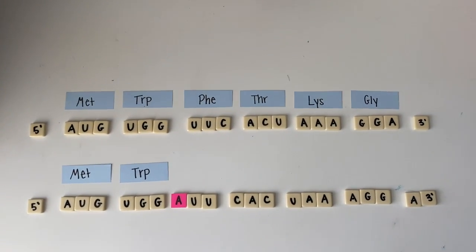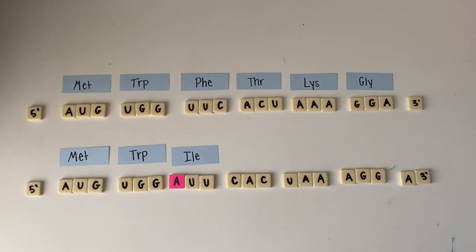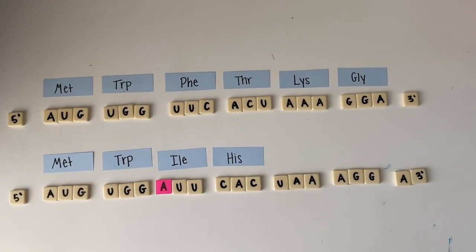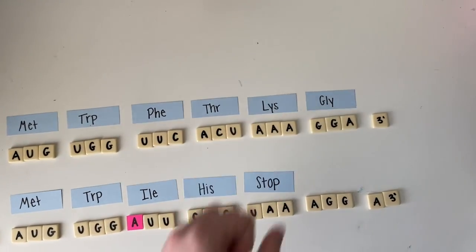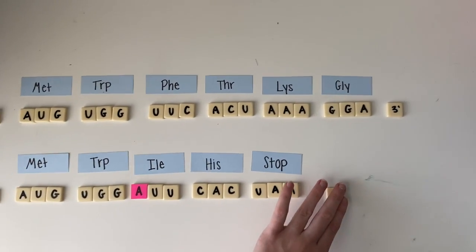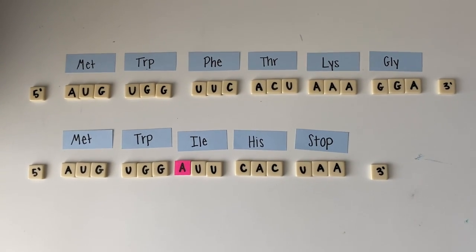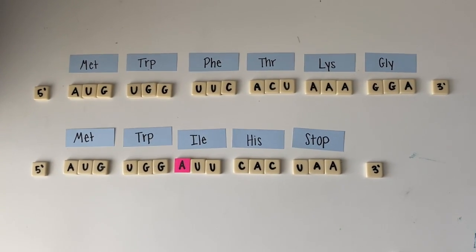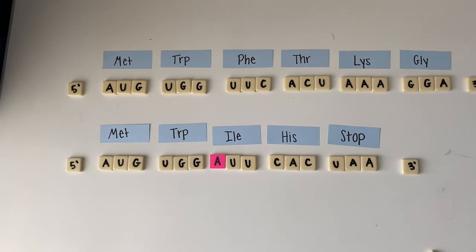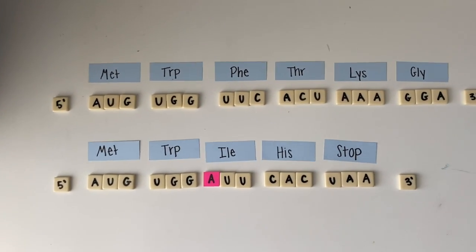And now we have that AUU codes for Ile, CAC codes for His, and UAA is a stop codon. So these are now silenced and not expressed. So we now have the coding sequence of the mRNA that's translated into the mutant protein, and we can see how one insertion of a base pair resulted in the truncated non-functional mutant protein.